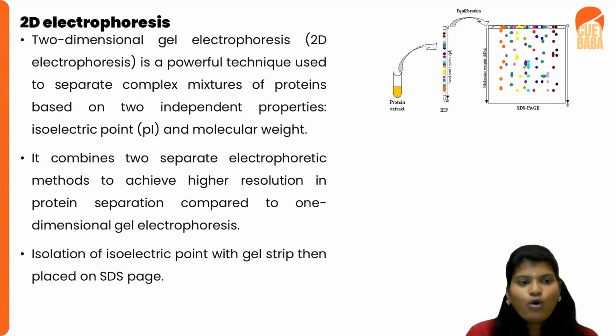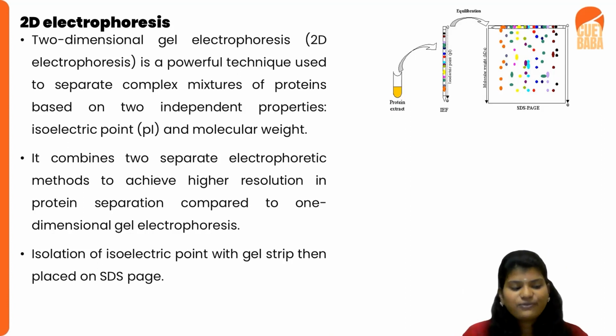Okay, the pI value of the protein will be 0. First, there are two different steps: one is the first dimension, another one is the second dimension. The first dimension step is separation of protein based on the isoelectric point. The next is the second dimension, where we separate the protein based on the molecular weight.